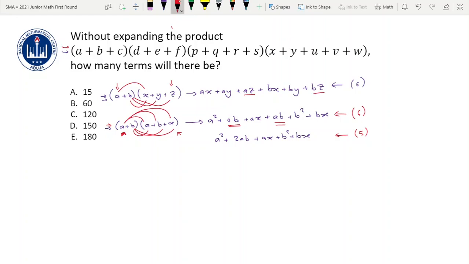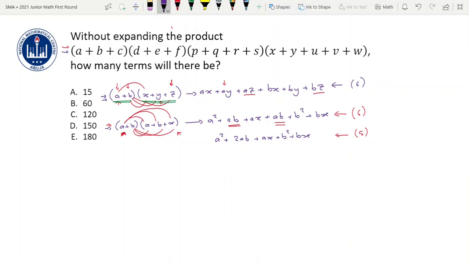If we look at bz, for example, we got it by multiplying b here by the z here. If you look at ay, for example, we got ay by multiplying the a in this bracket by the y in this bracket. So what happens here is that every term that you get when you expand the expression on the left hand side is a product of one number from each of the brackets. So it will be a product of one letter variable from this bracket here and another variable from this bracket here.